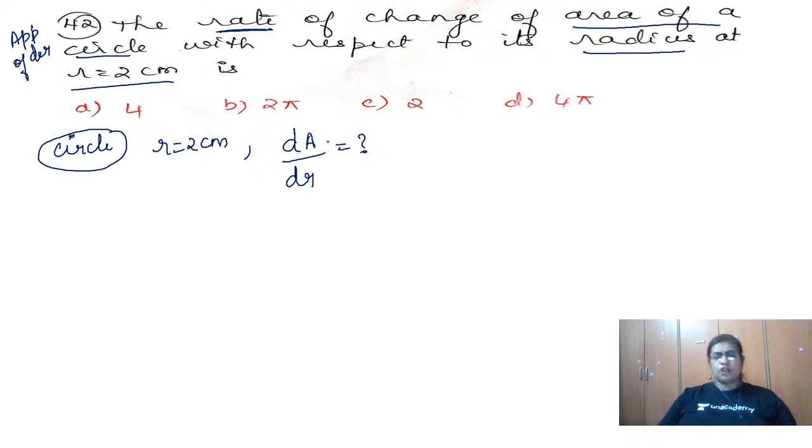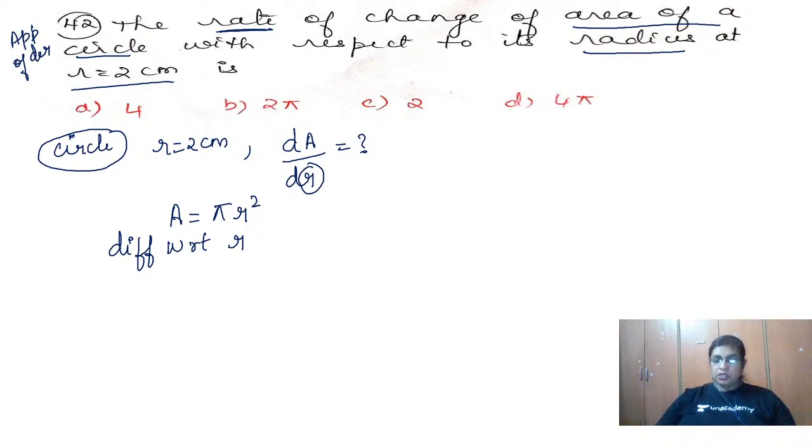So now for this, which formula do I require? I require the area of the circle formula. So what is the area of the circle? Area of the circle is pi r square. Here, how to differentiate that pi r square? I'm differentiating with respect to r. Why r? I have always told you, you have to differentiate with respect to r.